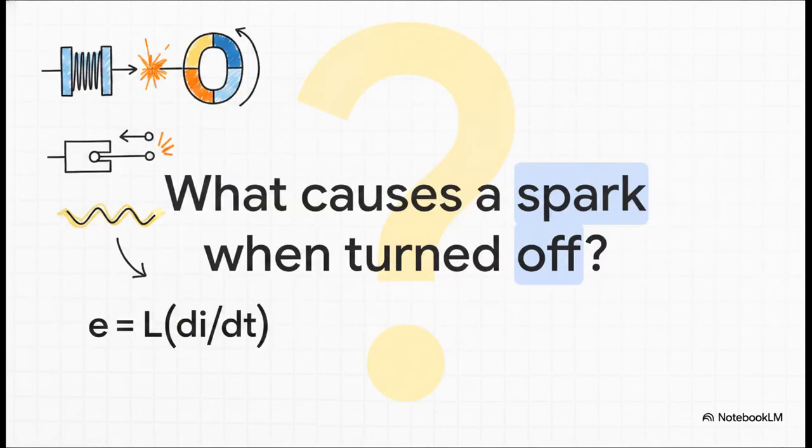So, time for a quick check. I want you to actively apply what we've been talking about. Imagine you're watching a relay coil operate. It gets de-energized, you hit the switch, and a small, bright orange spark appears right at the mechanical contacts. Based on the physics of E equals L times di over dt, what exactly caused that spark? Take a second and think about it.